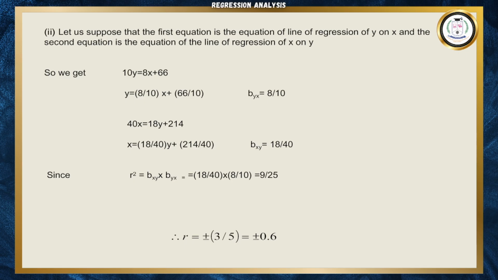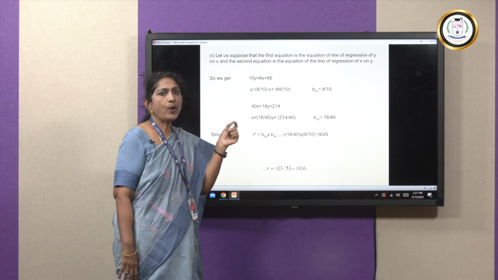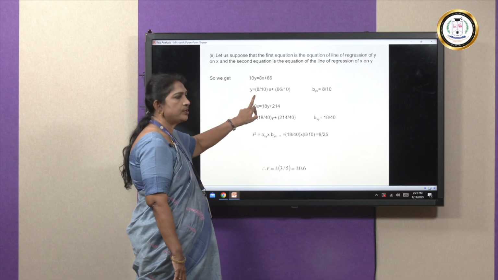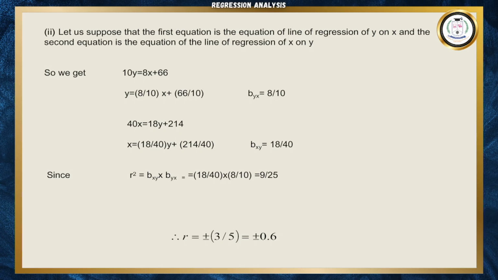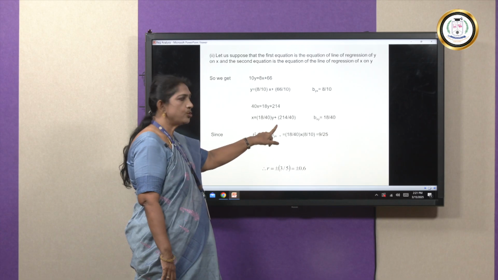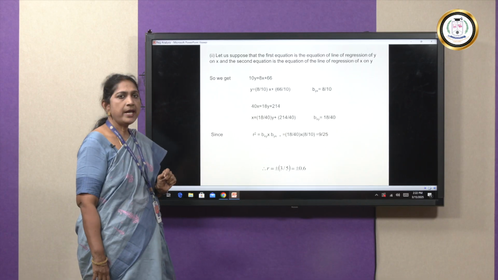So the second subdivision is we have to find out the byx and bxy values, because we have to calculate our correlation coefficient. So let us take the first equation to be the y on x equation, and we will get 10y equal to 8x plus 66, or y equal to 8 by 10 x plus 66 by 10. So that gives you the regression coefficient of y on x to be 8 by 10. Similarly, the second equation, we will take it as the x on y equation. So we will get x equal to 18 by 40 y plus 214 by 40. So that gives the regression coefficient of x on y to be 18 by 40.